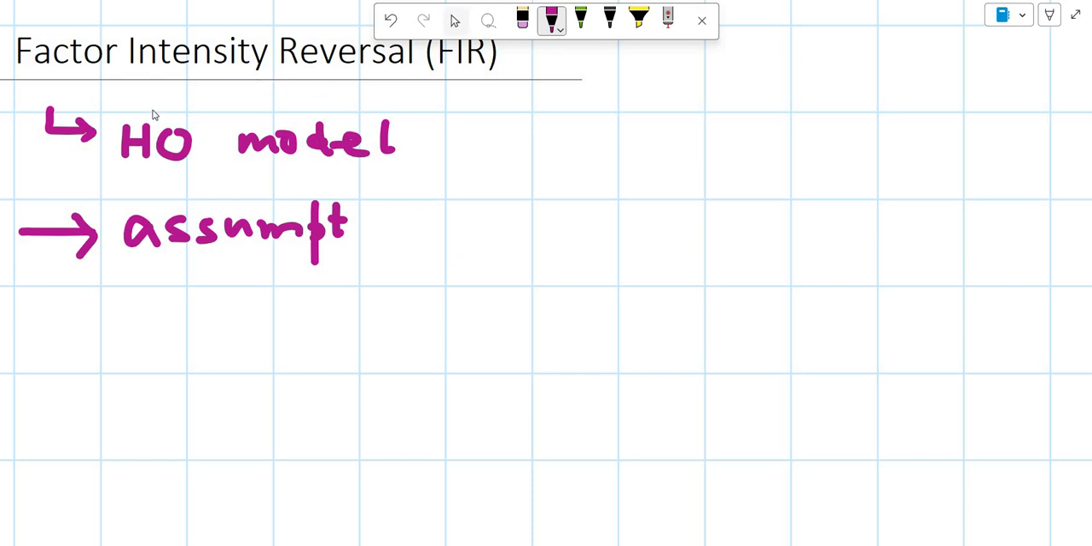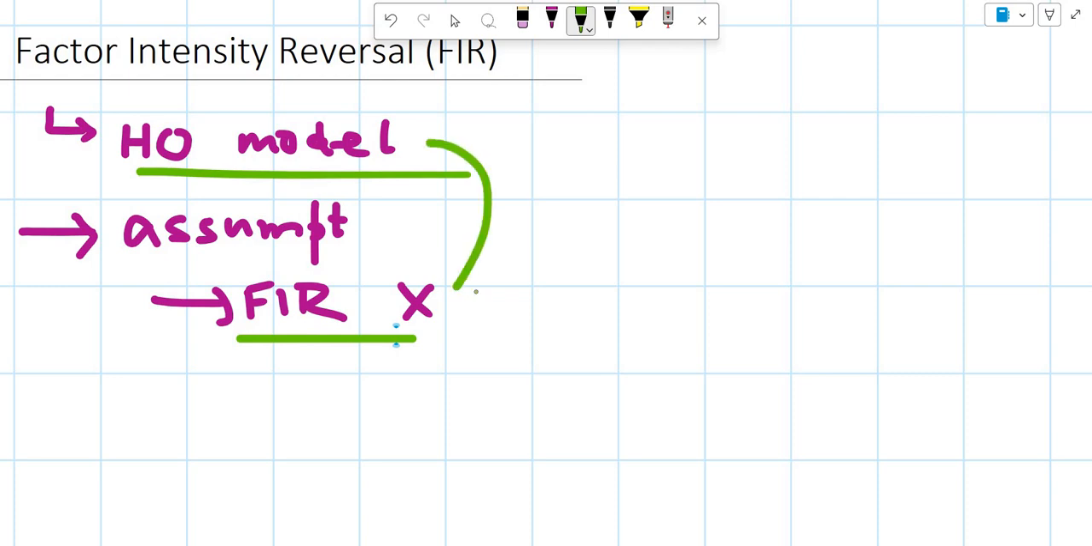Now, how does the factor intensity reversal feature in the assumptions? The HO model assumes that factor intensity reversal does not hold. So it does not happen basically. If I tell you that lying is bad, that you should not lie, and you have to make sure that you do not lie, you first have to understand what lying is. So if I tell you to make sure that there is no factor intensity reversal in the HO model, you first have to understand what factor intensity reversal is.